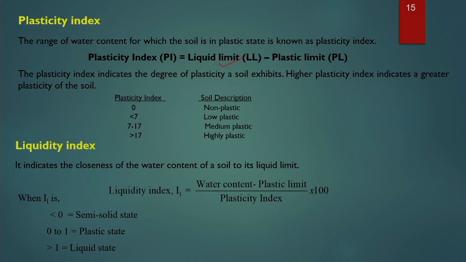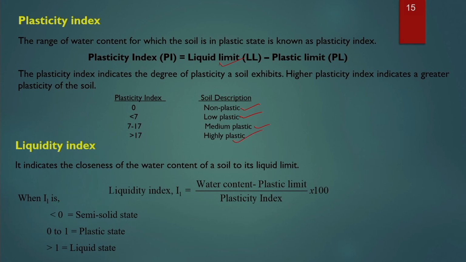Based on the plasticity index, the soil can be defined as non-plastic, low plastic, medium plastic and highly plastic. If the plasticity index is 0, soil will be known as non-plastic. If it is less than 7, it will be known as low plastic. If it is between 7 to 17, it will be known as medium plastic, and if it is more than 17, it will be known as highly plastic.